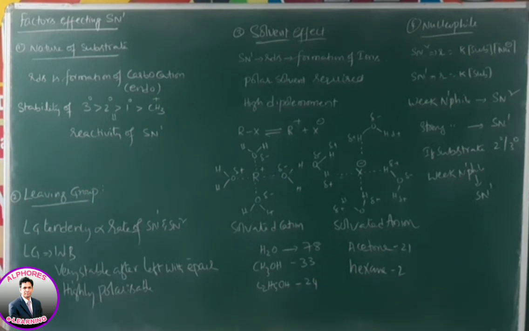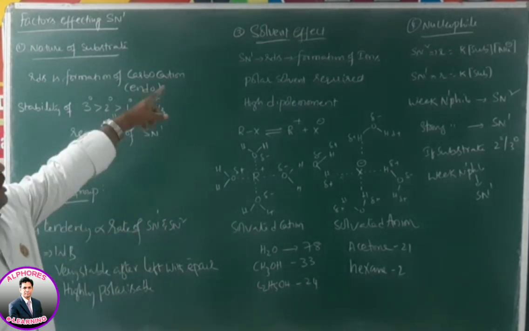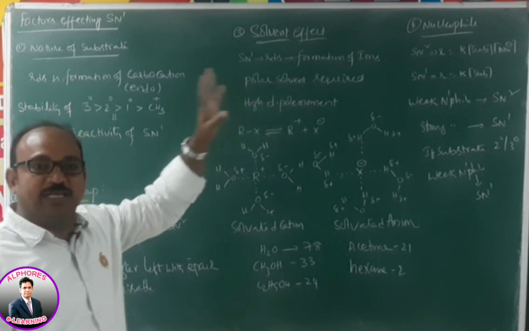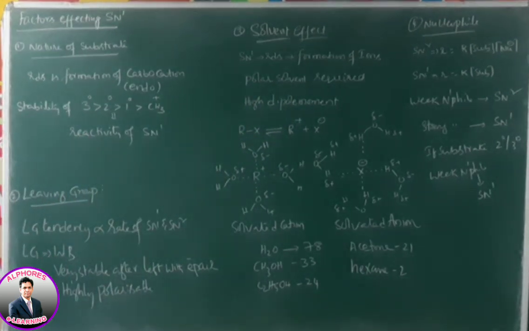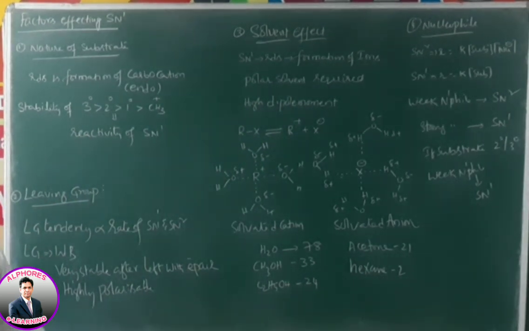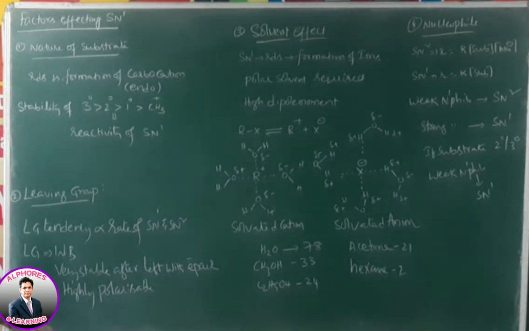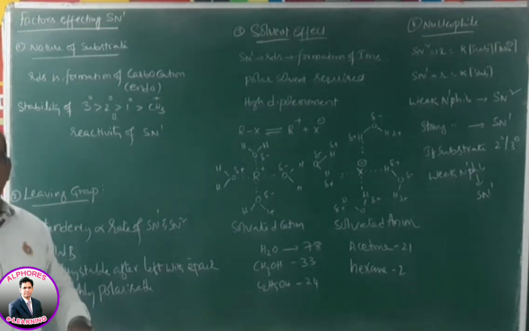Now what are the factors which favor the SN1 reaction? Now there are mainly 4 factors. One is the nature of substrate, second is the leaving group, third is the solvent effect, and fourth is the nature of the nucleophile. Let us see one by one. Here the substrate is nothing but the reactant, meaning alkyl halide generally we have to consider. So for an SN1 reaction, which type of alkyl halide is generally required?